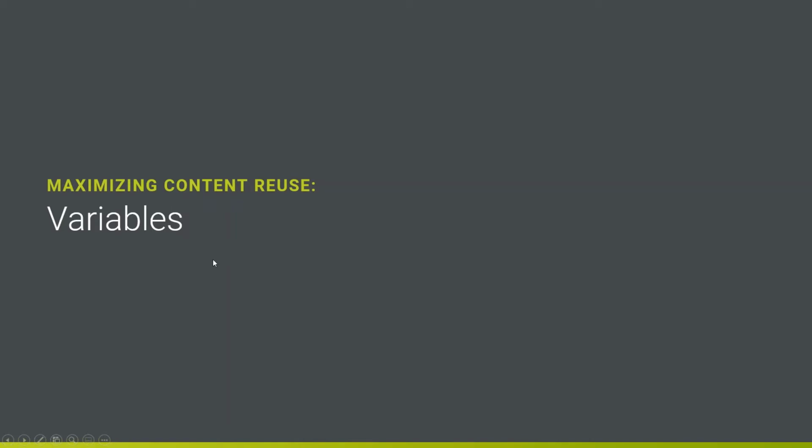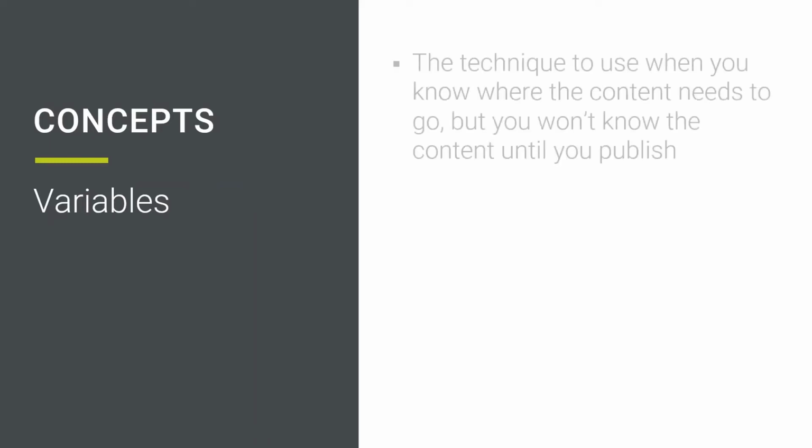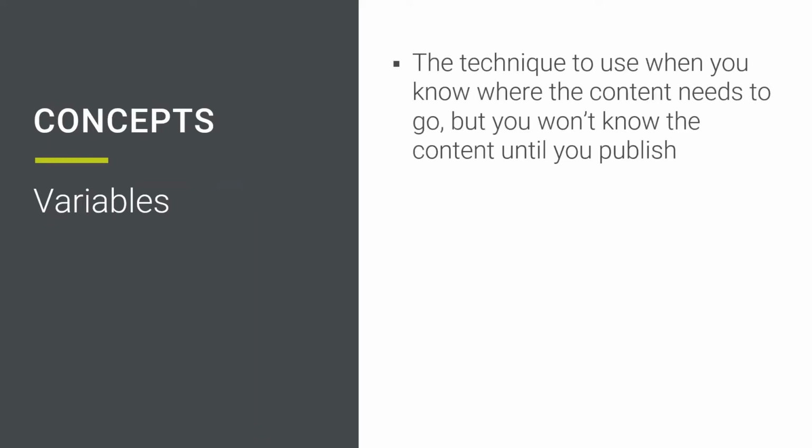Variables, that's our next big tool for controlled content. Just like with conditions, I want to start with some best practices, some concepts. Variables are great when you know where the content needs to go, but you won't know what the actual content string is when you publish. And that freaks people out. They're like, wait a minute, what? How can I publish if I don't know?